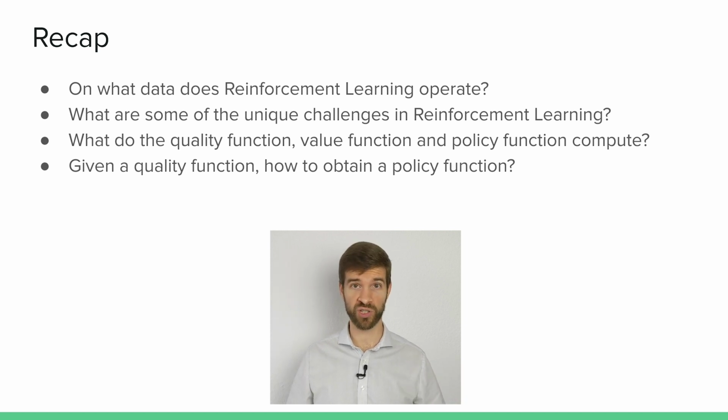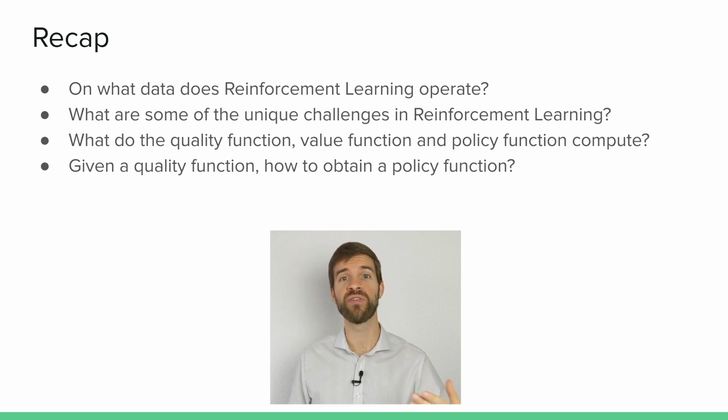So we have a quality function and we're in state S, and we can compute for all different actions A how much rewards we are going to get, and we simply take that action that the quality function tells us would give us the highest reward into the future.